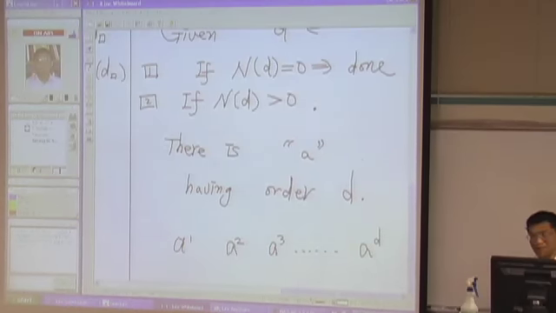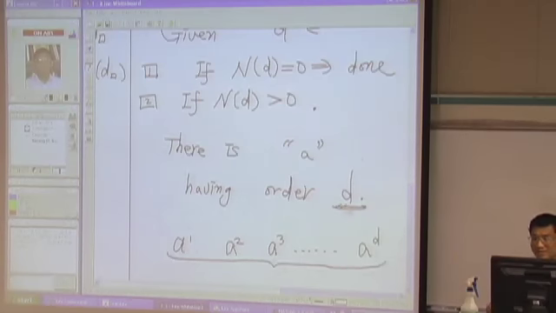Before jumping to the next page, I will let you know the strategy. Among these d numbers, when you consider order d, how many will have order d? Usually, this kind of order is determined by d over gcd, right? This is a little bit strange, so without more explanation, I will go to the next page and explain.